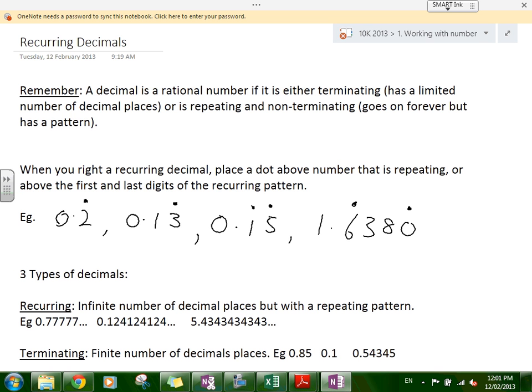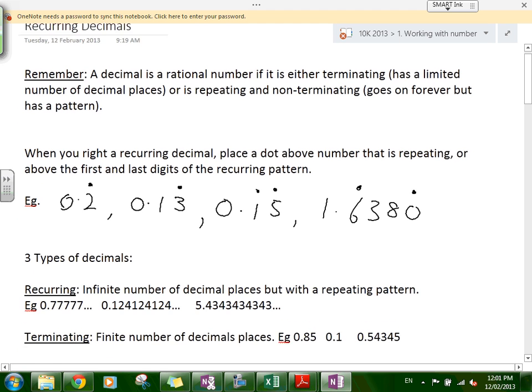Okay? Now, next bit I'm just going to go over. After this, don't write the 3 types of decimals. I just want you to listen to what they are. You've come across them before. We've spoken about them before. I just want you to have a look at the 3 types of decimals. And then we're going to talk today much more about recurring decimals. So just finish copying this down. Move it up a little bit.